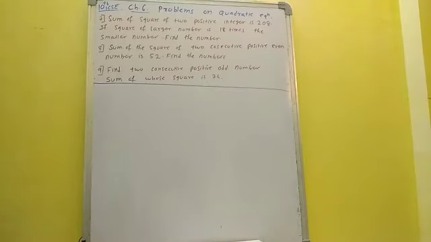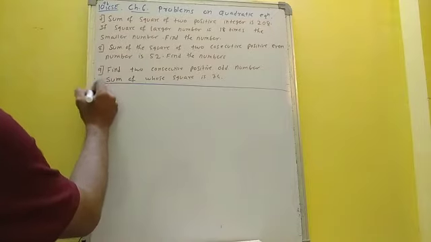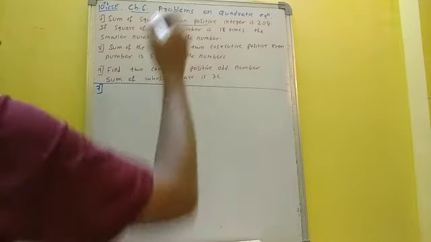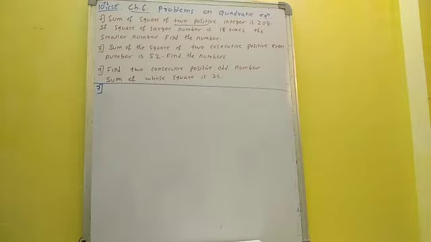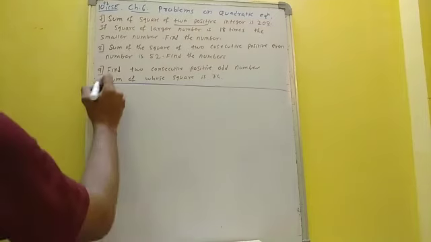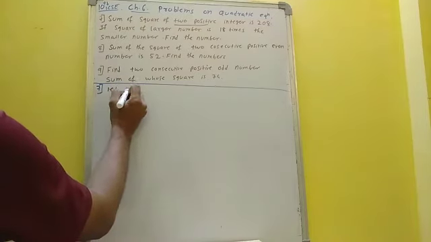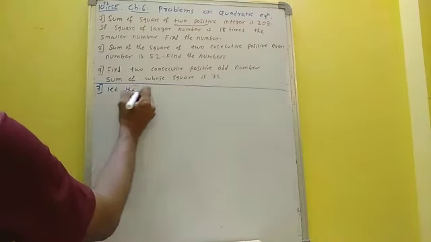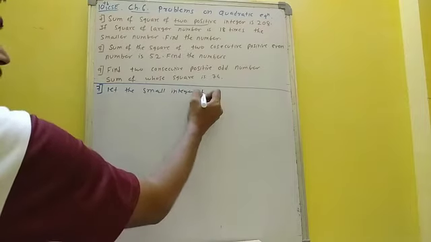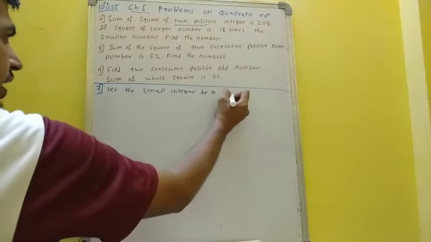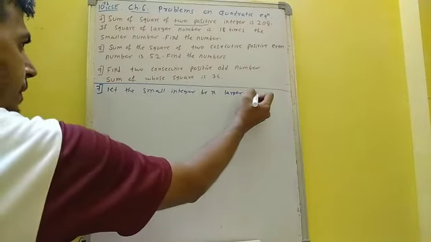Now we'll start with the 7th question. Sum of the squares of two positive integers. Sometimes it is given that they are consecutive, but nothing like that is given here. It is only given the sum of the squares of two positive integers. So I'll take the smaller integer as x and the larger as y.